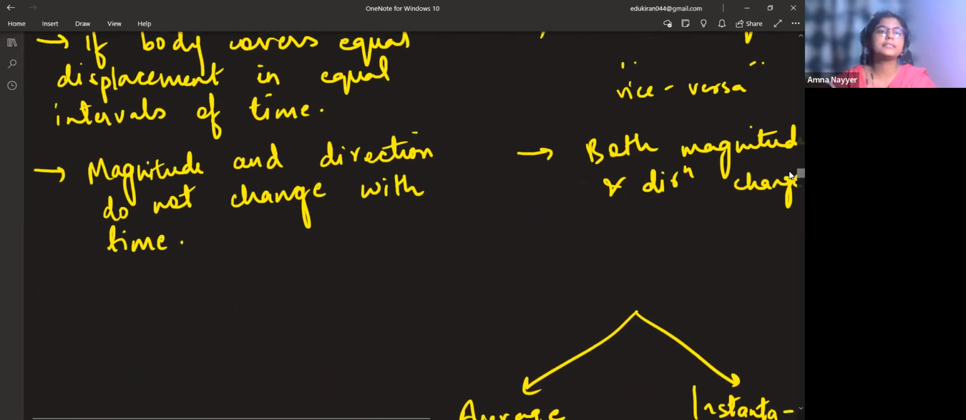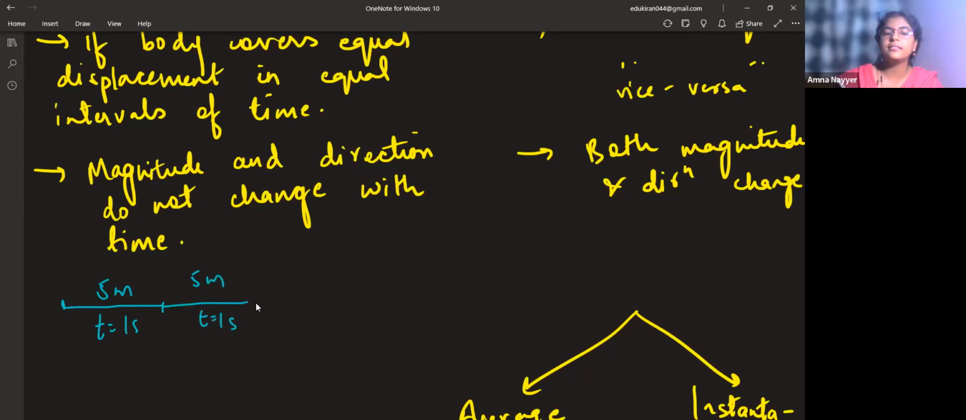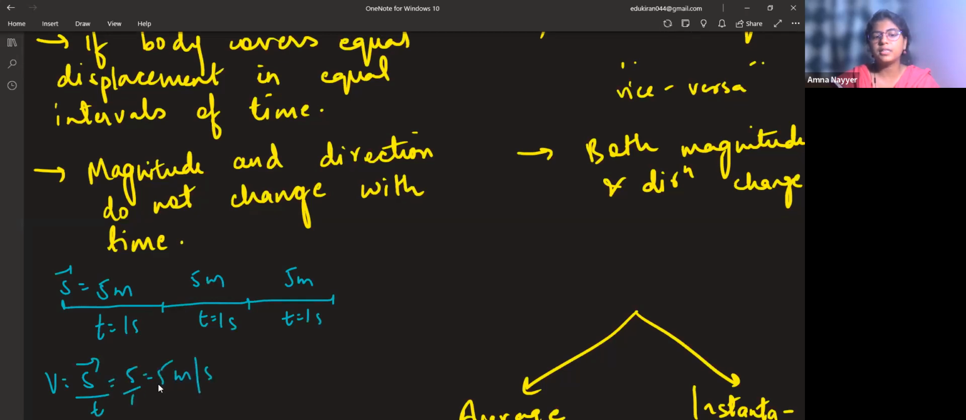See, it's like 5 meters is being covered in 1 second. Then again 5 meters, this is being covered in 1 second. Then again 5 meters in 1 second. These are all the values of displacement. Now you can see velocity is displacement upon time. So this is 5 by 1, which is 5 meter per second. So this is also 5 meter per second. This is also 5 meter per second. So it means it is uniform throughout. Why? Because direction is also the same. Direction is throughout pointing towards the right.